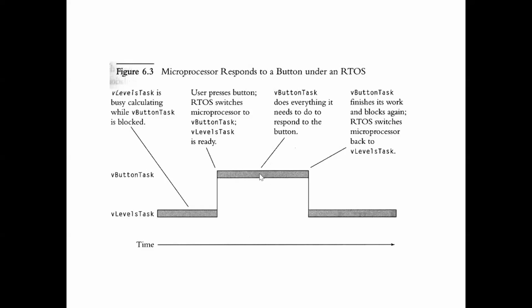Based upon this, there are two types of kernel. One is called a preemptive type of kernel, and another is called a non-preemptive type of kernel.